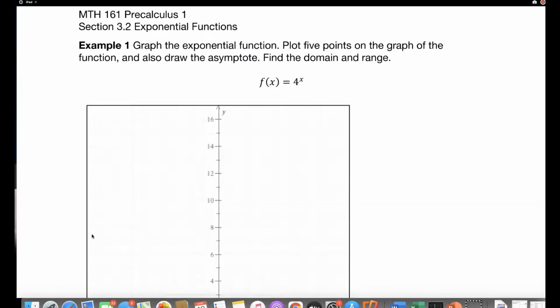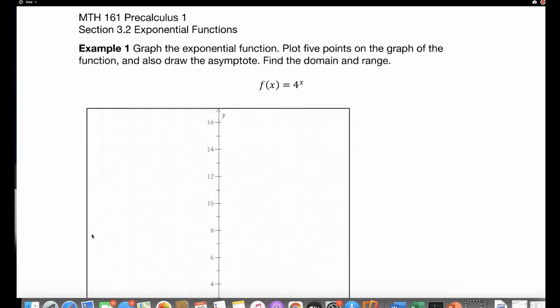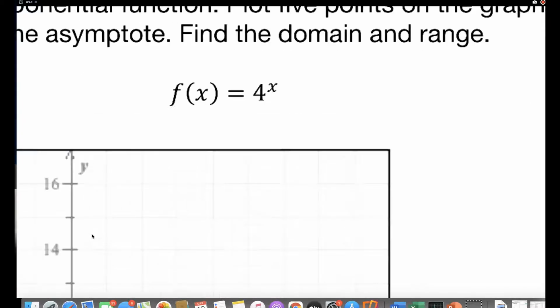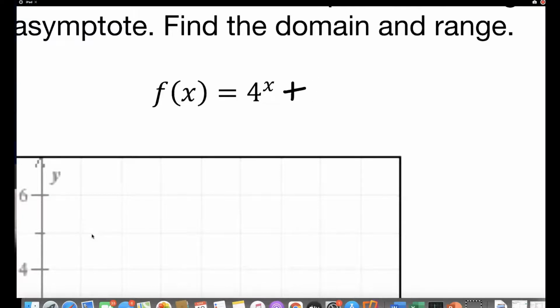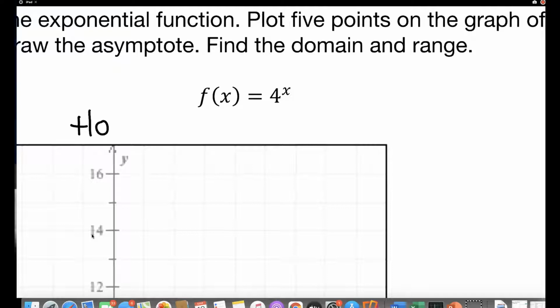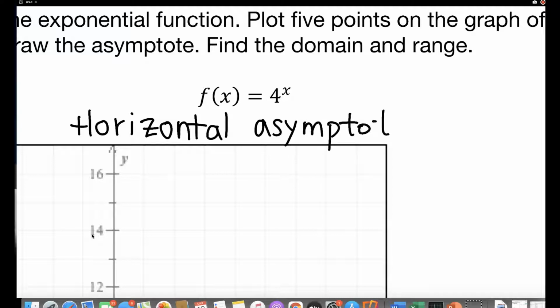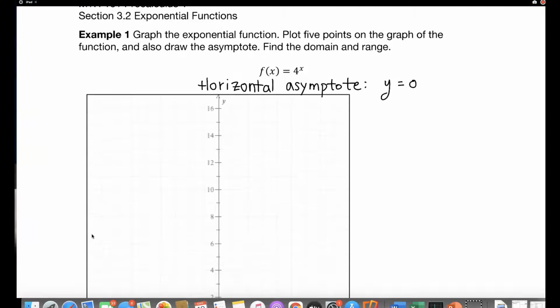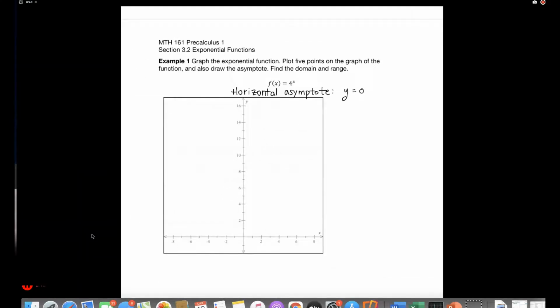We have y equals f of x equals 4 raised to the x power. Because we don't have plus 3 or minus 7, we have nothing attached to this. So what we will have is a horizontal asymptote of y equals 0, which is just the x-axis. So on this graph, go ahead and sketch a dotted line on the x-axis, okay?